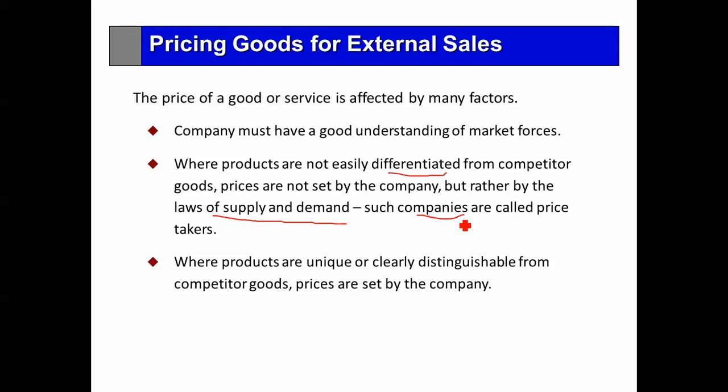If I produce a product that's similar to somebody else's and it's selling for 10, well, therefore, I'm going to have to sell for 10. I can't ask for more, because my product is no different, no better. All right, so when products are unique or clearly distinguishable from each other, like Apple's products, then they can set their own price. They don't have to be a price taker.